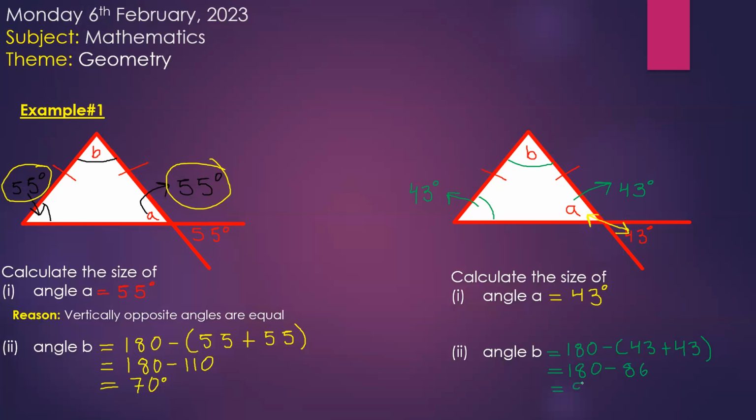So that means that B is equal to 94 degrees, and all of them must add up to 180 degrees. So 94 plus 43 and 43 is 180 degrees. So please copy this down, and we're going to begin our exercises with the next slide.